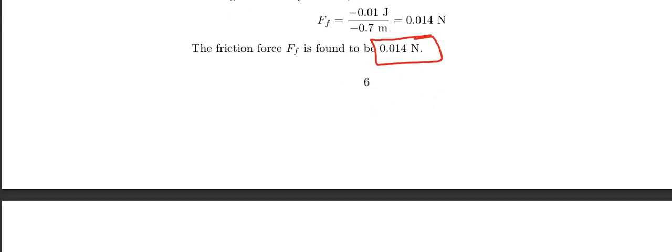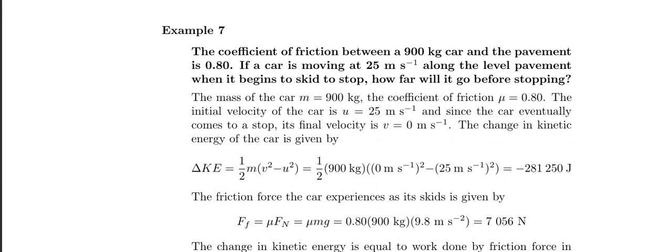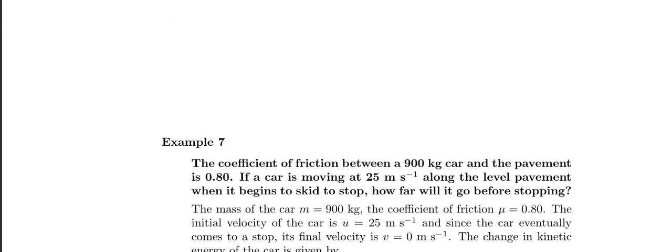Yeah, so this is how we're supposed to do it, just using the work energy theorem. The key thing in physics, guys, is that as long as you identify the data from the question, which is easy to do, just write it out. Before you even look at the method they've used here, look at this question. They're saying the coefficient of friction between a 900 kilogram car and the pavement is 0.8.